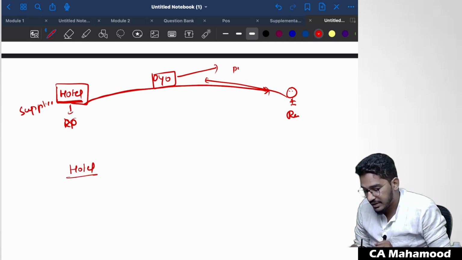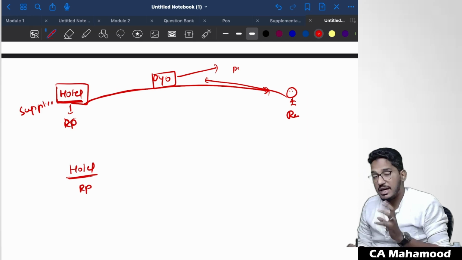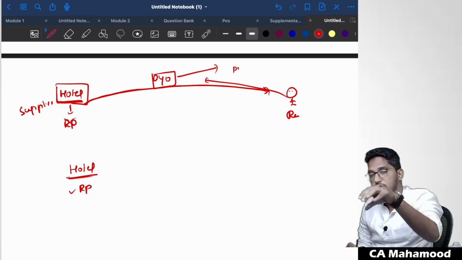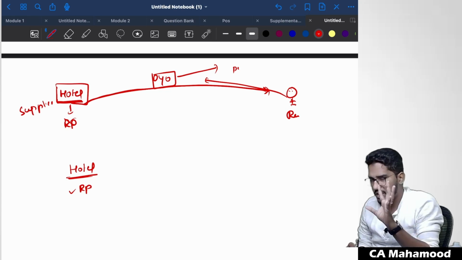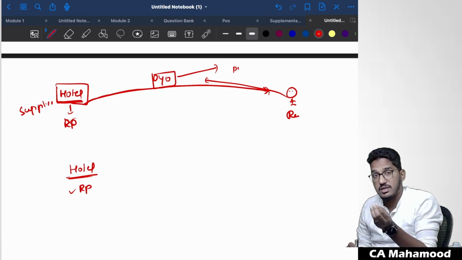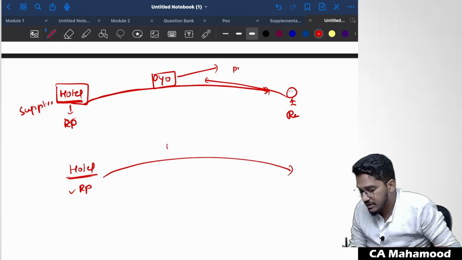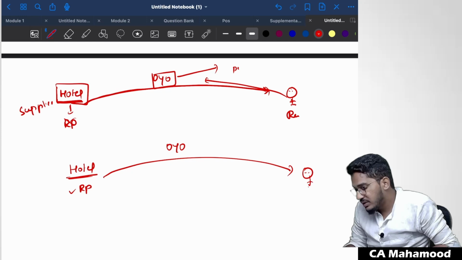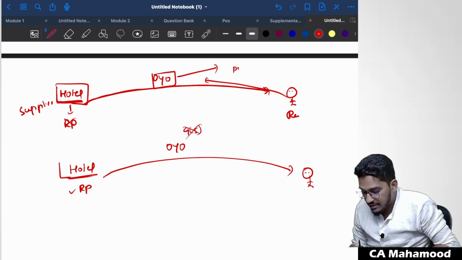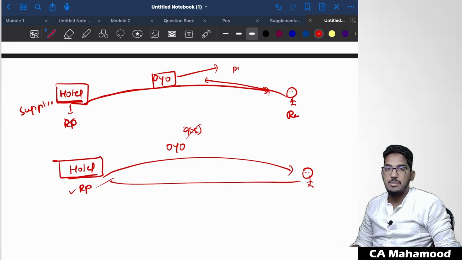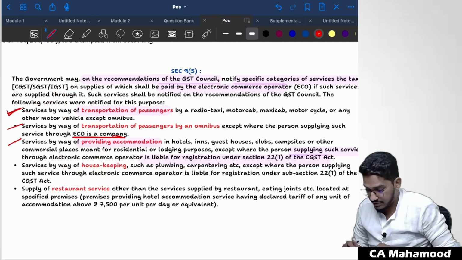There is another hotel. They are required to get registration. They are liable to get registered. I'm not telling whether they are registered or not, it doesn't matter. Whether they obtain registration or not doesn't matter, if their aggregate turnover has exceeded the applicable threshold limit and they are liable for registration. If this hotel is providing services through the e-commerce operator to the recipient, in this case this service will not get covered under 9(5). Since this hotel is already liable for registration, they should collect the GST from the recipient and pay it to the government. Able to understand? So that is the third category of service.